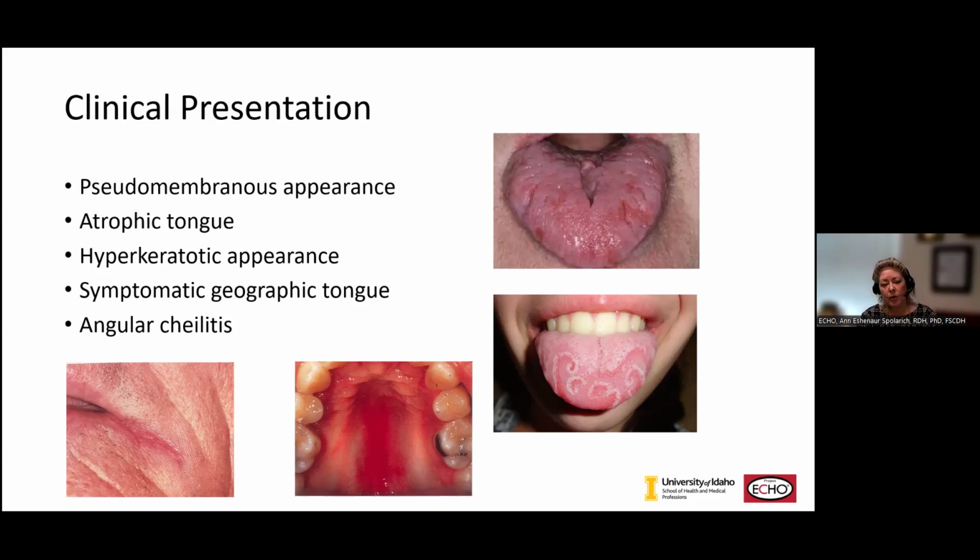So if you're evaluating your patients, I would really recommend that you certainly rule out vitamin deficiency, but remember that the majority of these cases are fungal in nature and that you consider treating it with a topical antifungal.